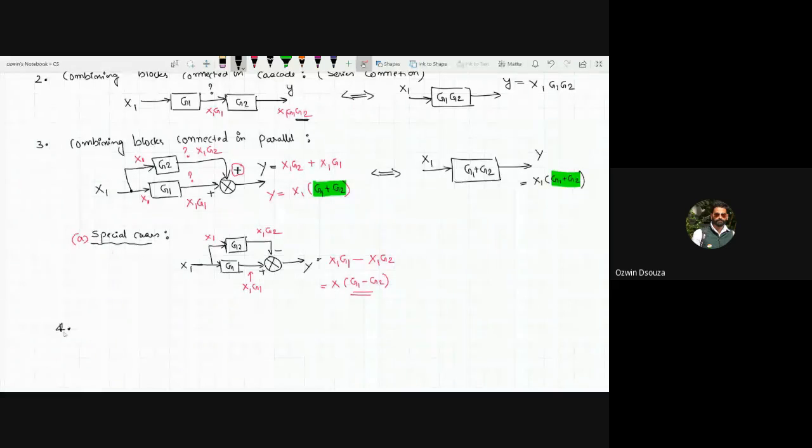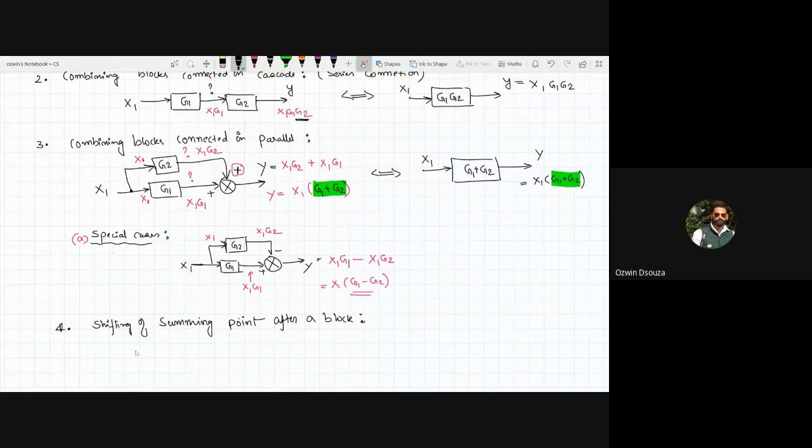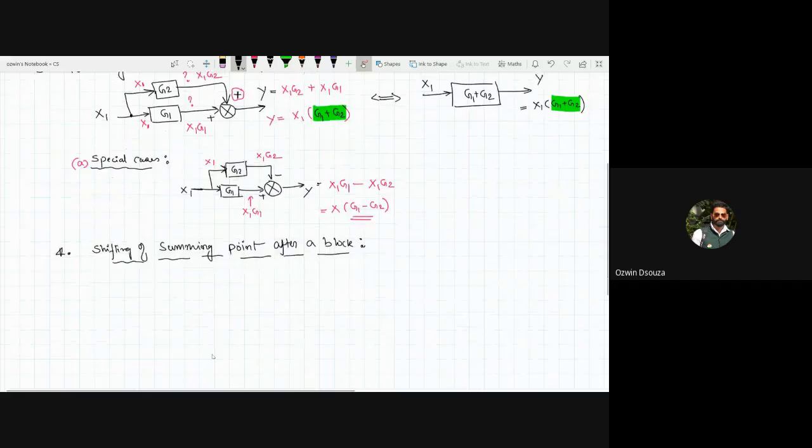Let's go to rule number 4. Rule number 4 is something to do with the summing point shift. So let us say: shifting of summing point after a block. Okay, what do you mean by this?